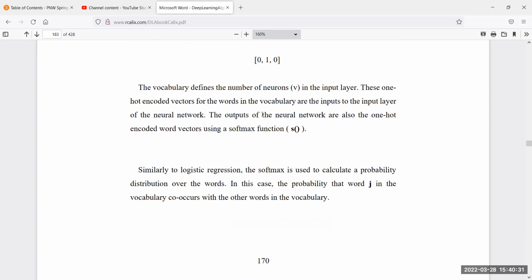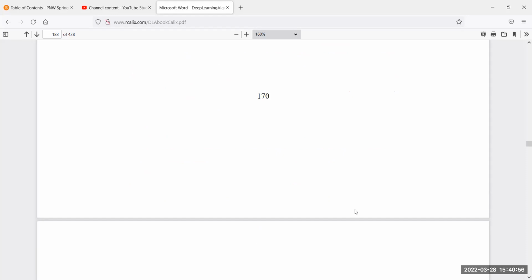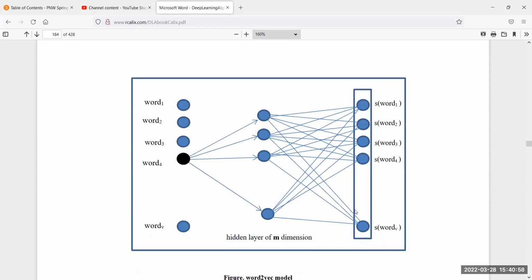The outputs of the neural network are also the one-hot encoded word vectors, but this time using a softmax function. Similarly to logistic regression, the softmax is used to calculate a probability distribution over the word. So basically, in this case, the probability that word J in the vocabulary co-occurs with other words in the vocabulary itself.